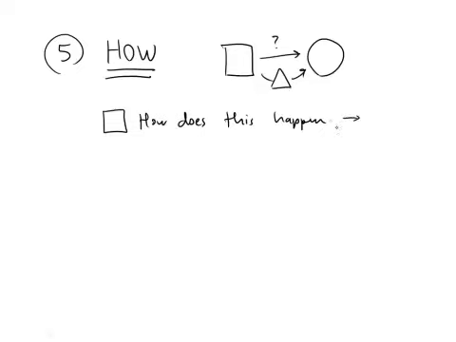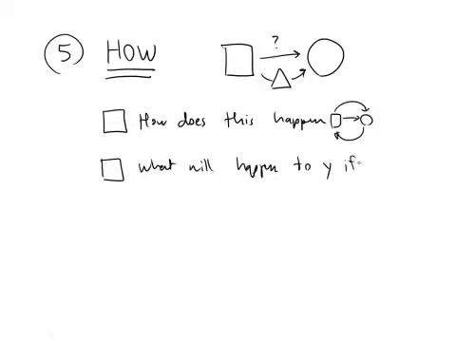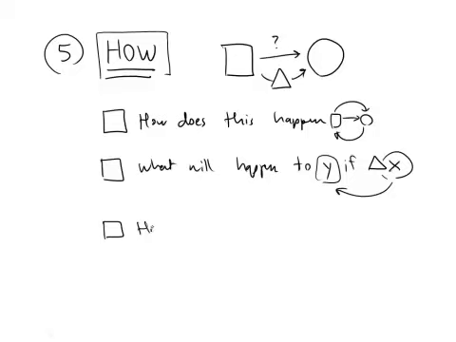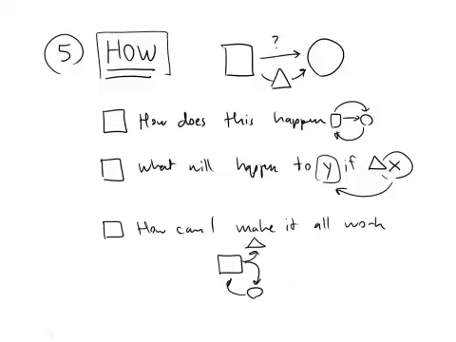What sort of causal feedback loops take place in what I continually see? What will happen to Y if I change X? What will happen to this if I change that? Those are the kinds of questions of how. How can I make it all work? How can I achieve this result as opposed to that result? Questions and problems of how.